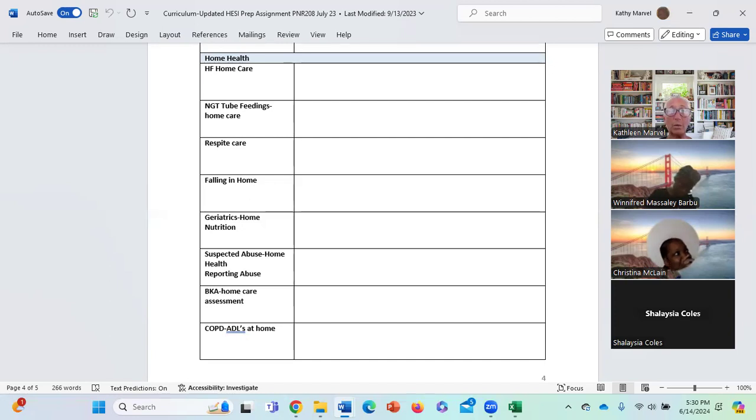Next section is about home health. What do we think we want to know about NG tube feedings at home? What would be a clinical judgment question?